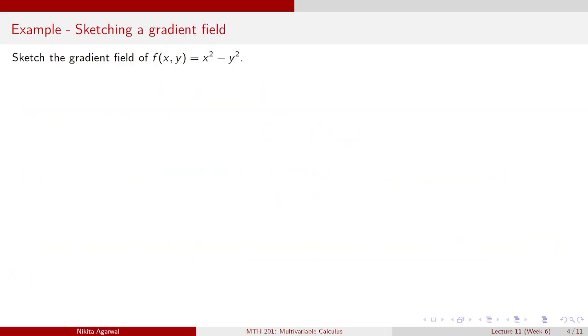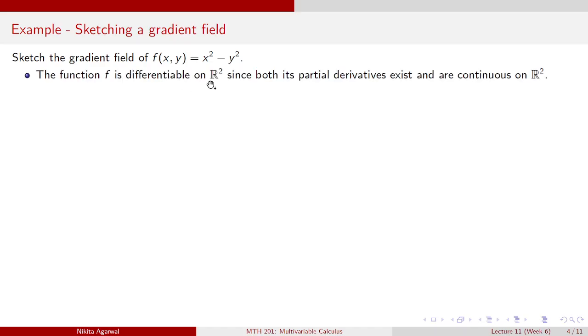Let us look at this example where you are asked to sketch the gradient field of this function. This function is from R2 to R. So what is the gradient field? You compute the gradient of the function, but you need the function to be differentiable. This function is of course differentiable on R2 because if you compute the partial derivatives, they exist and they are both continuous on R2. So the function is differentiable. It's a very nice function.